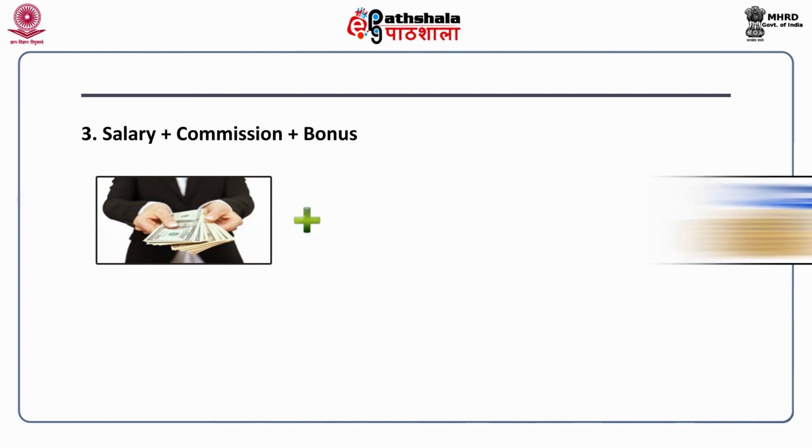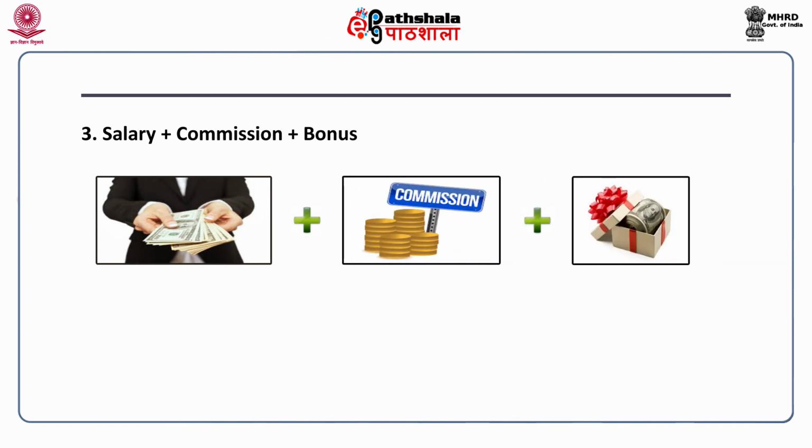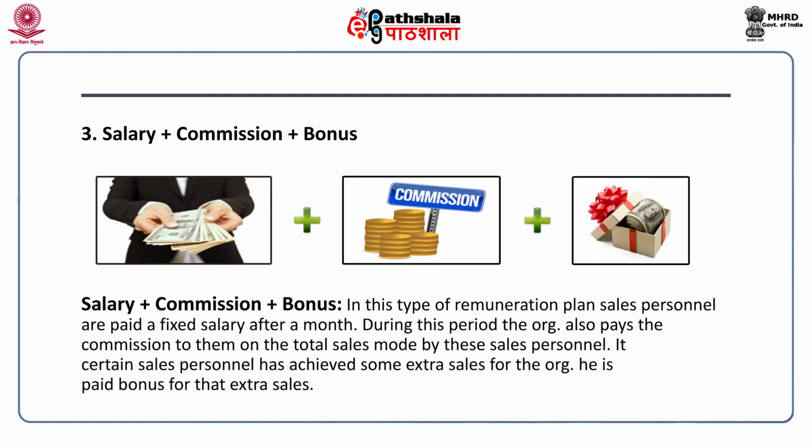Salary plus commission plus bonus. In this type of remuneration plan, sales personnel are paid a fixed salary after a month. During this period, the organization also pays the commission to them on the total sales made by these sales personnel. If certain sales personnel have achieved some extra sales for the organization, then he or she is paid a bonus for those extra sales.